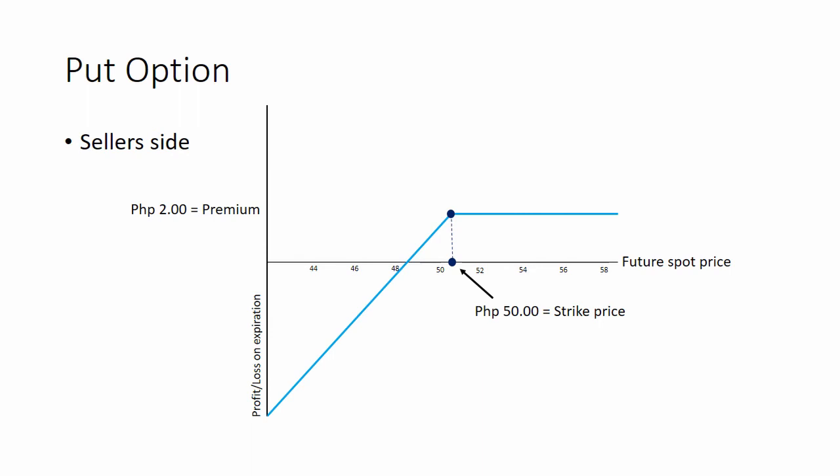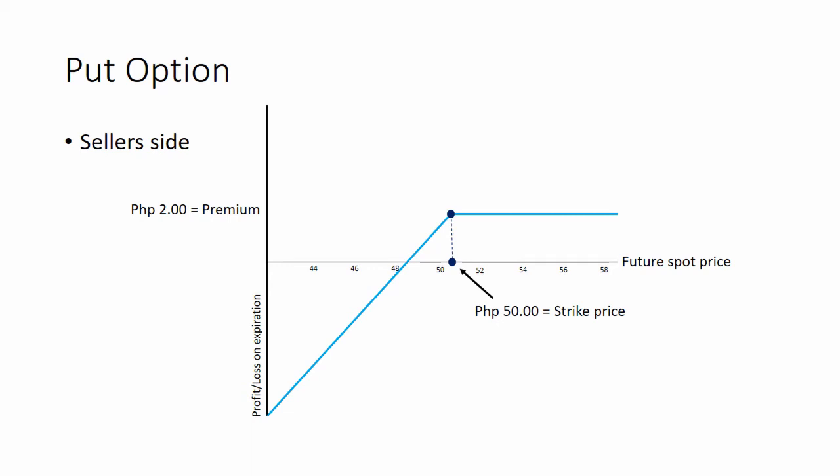Now on the other side of this put option is the seller's situation, represented again by the mirror image of the buyer side option graph seen a while ago. Here, given the strike price of 50, if the spot rate is above 50 pesos, the seller gains the 2 pesos because they get to keep the 2 peso premium. So this is represented by the straight line.